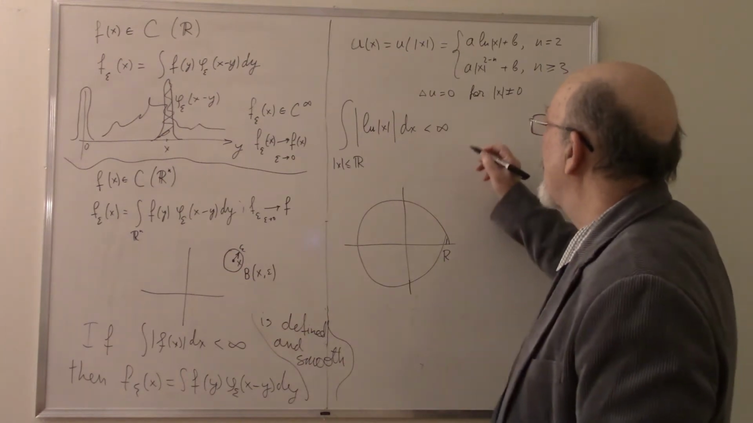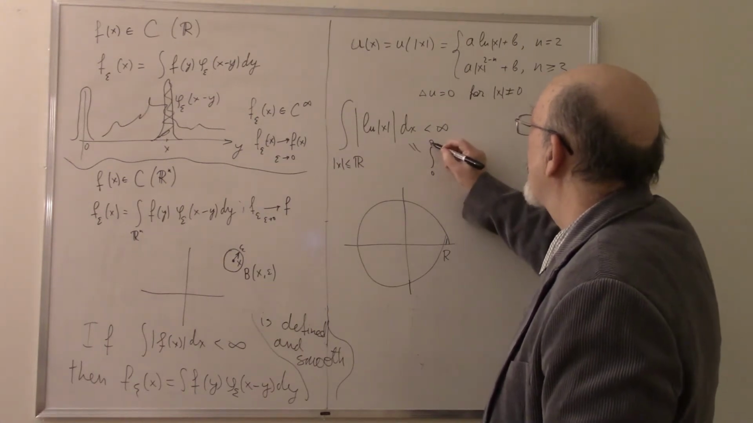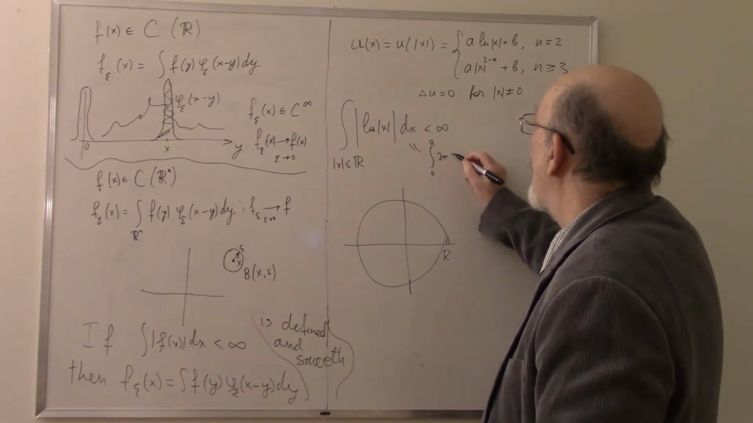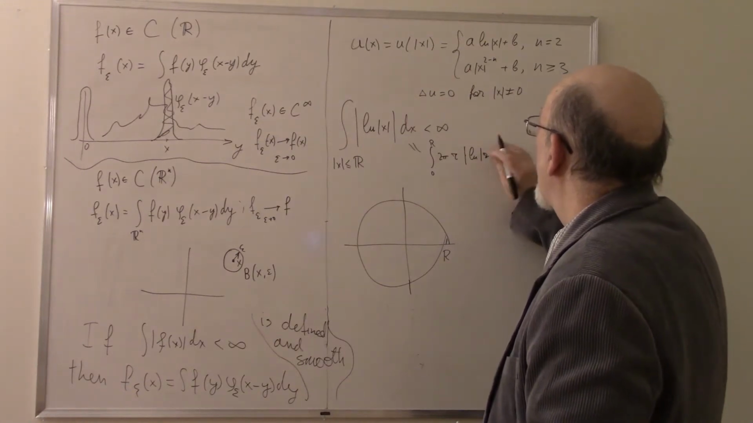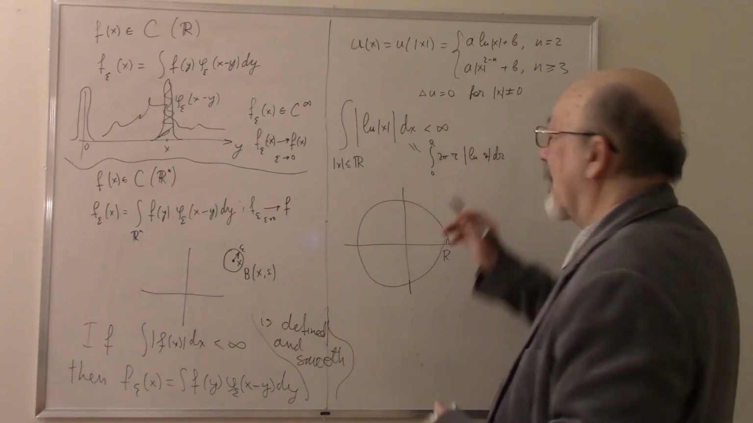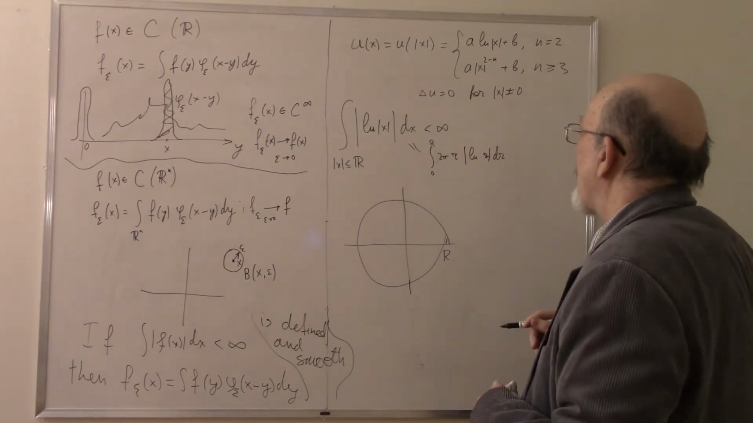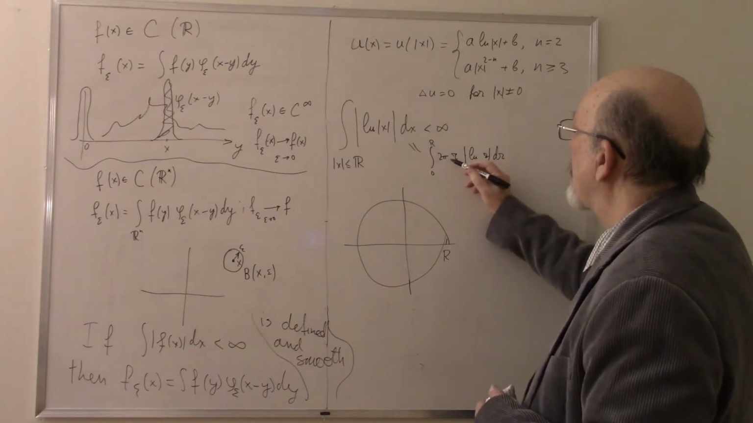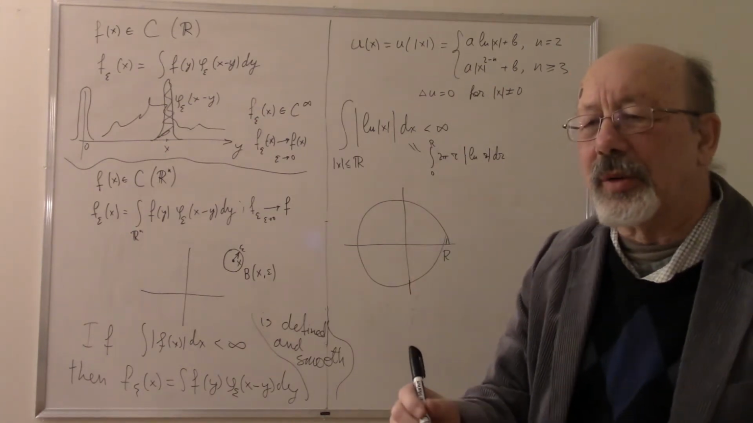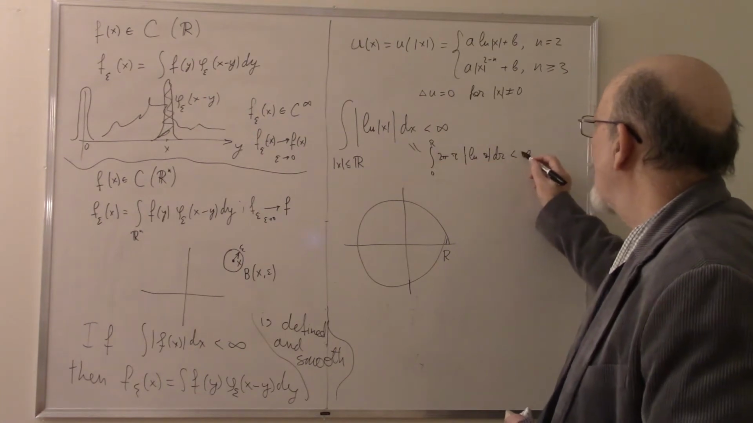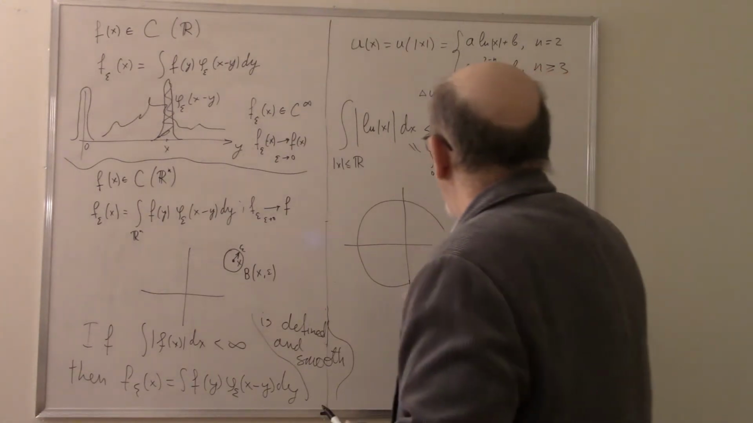Simply because this integral is equal to the integral from 0 to r of 2 pi r module logarithm r dr. I do it in polar coordinates, and this function not only is integrable, it goes to 0 when r goes to 0. So this is a continuous function which goes to 0 as r goes to 0. This means that this integral is finite. And we can define this function.